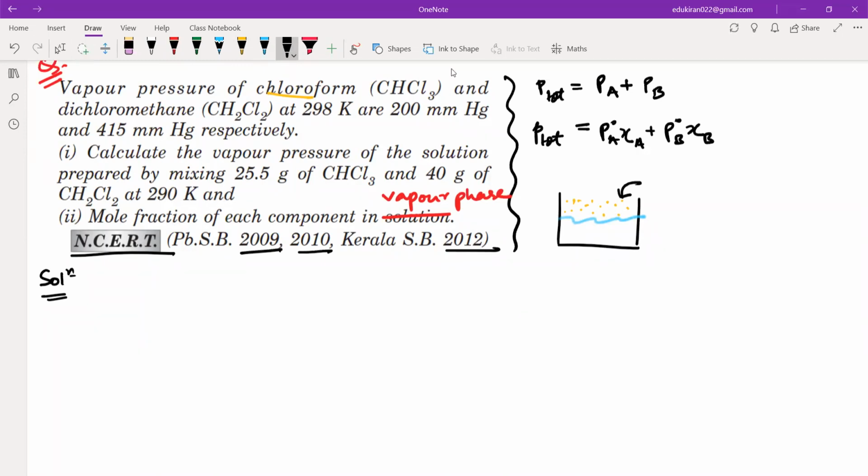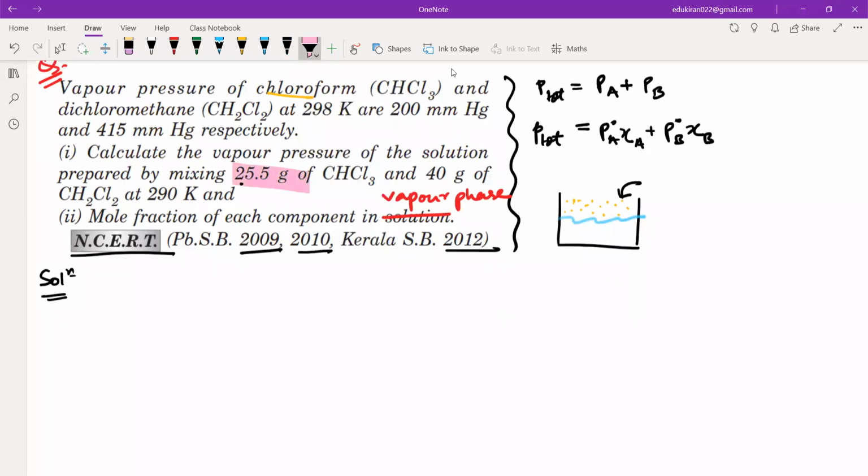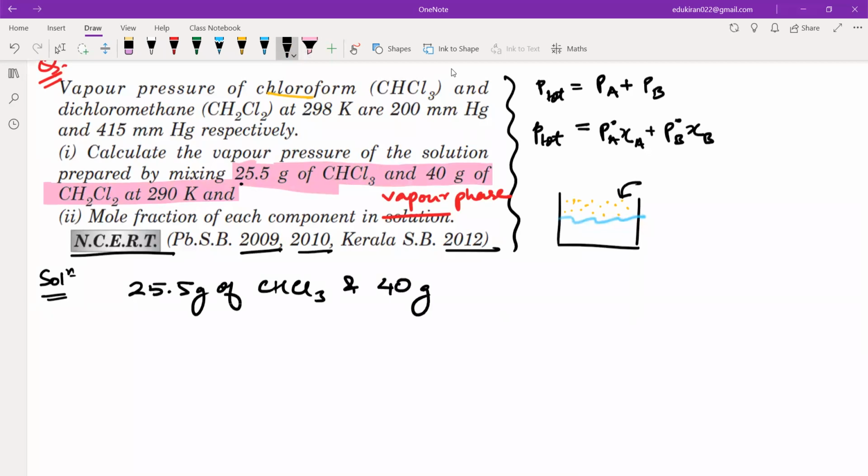The first question is to calculate the vapor pressure of the solution prepared by mixing. This is how we have to start the questions always. What has been given? 25.5 gram of CHCl3 and 40 grams of CH2Cl2 at 298 Kelvin. So write this down: 25.5 gram of CHCl3 and 40 grams of CH2Cl2, and they have asked to calculate the vapor pressure of the solution.